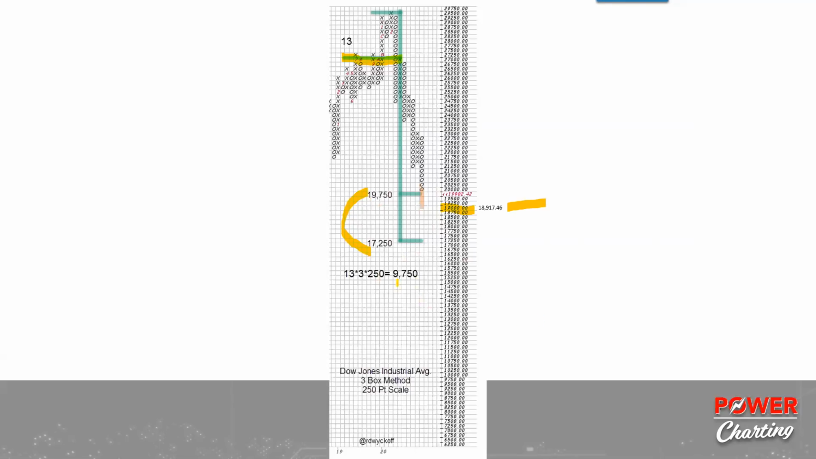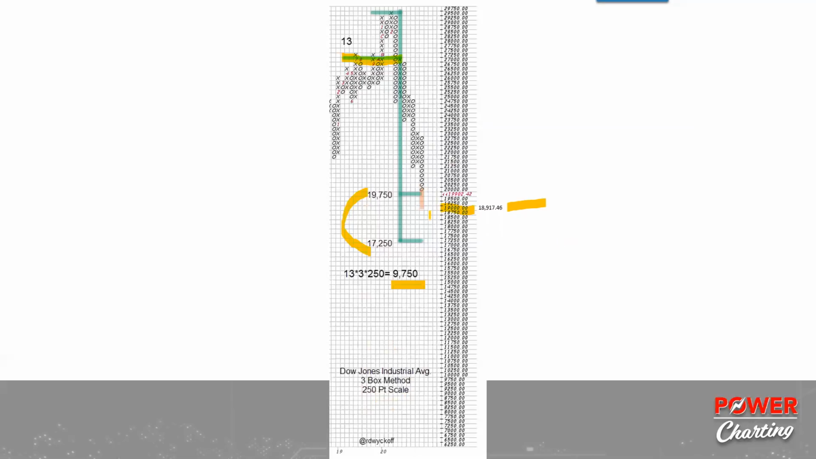And look at this, 9,750 points of objective counted across this area here. And this is basically daily data, 3-box method, and then 250 point scaling. So user defined scaling in this case. The prior one with the S&P was traditional scaling.